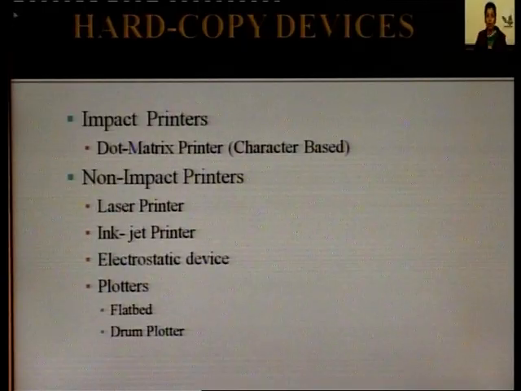Next are hard copy devices. A printer is a good example of a hard copy device. There are two types of printers: impact printers, such as dot matrix printers, and non-impact printers, such as laser printers, inkjet printers and electrostatic devices. A plotter is a non-impact printer. There are two types of plotters: flatbed and drum plotters.